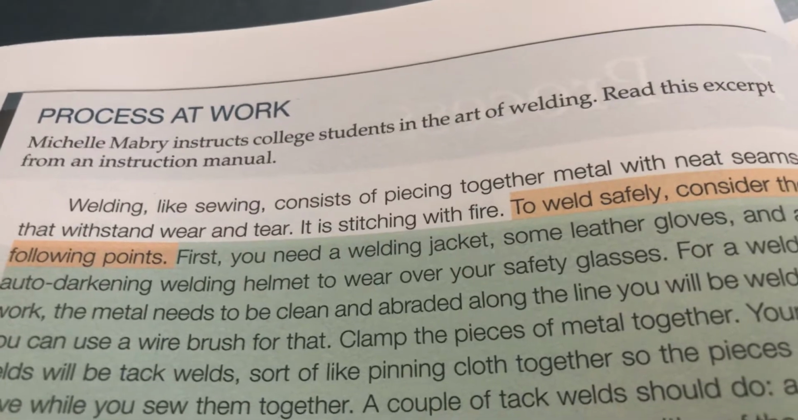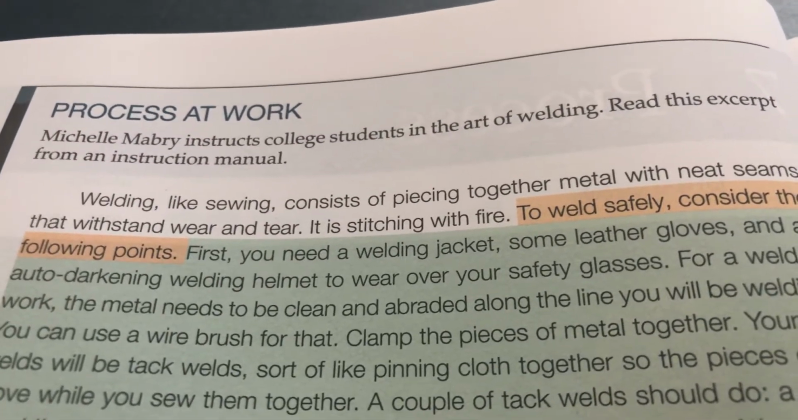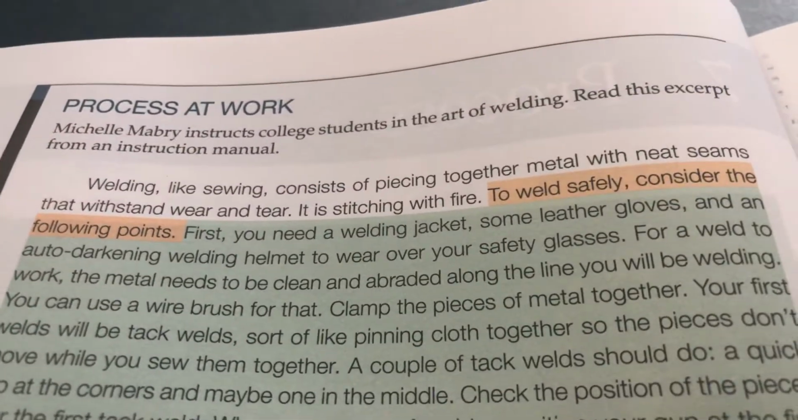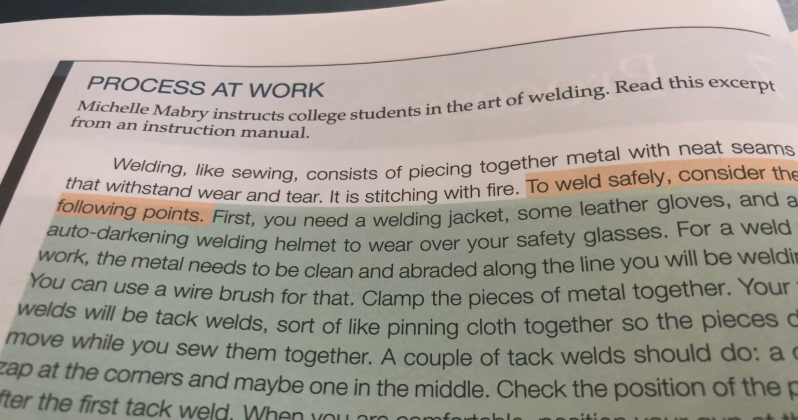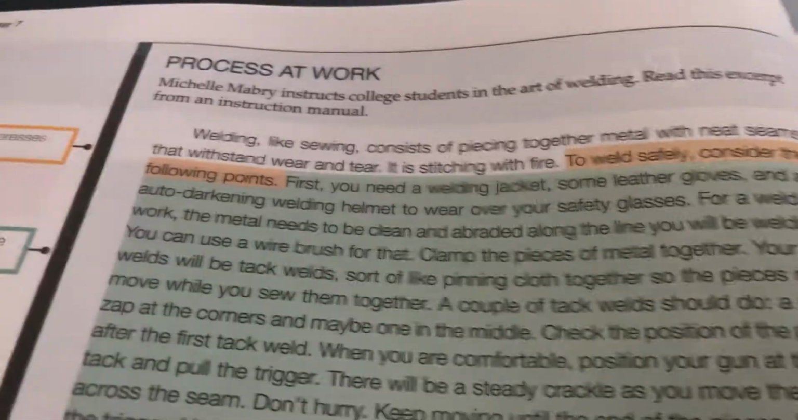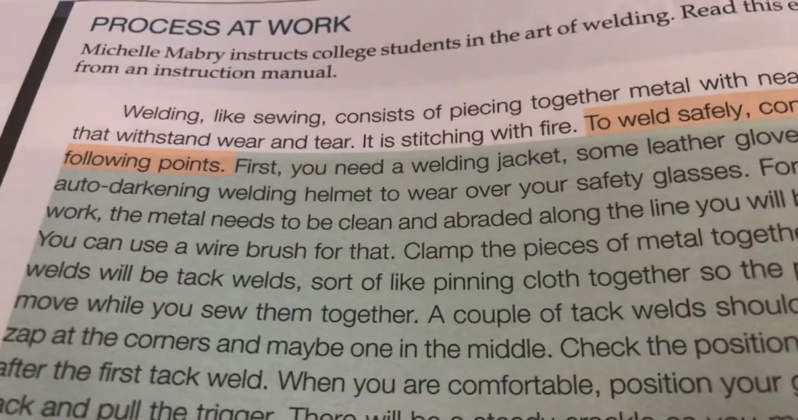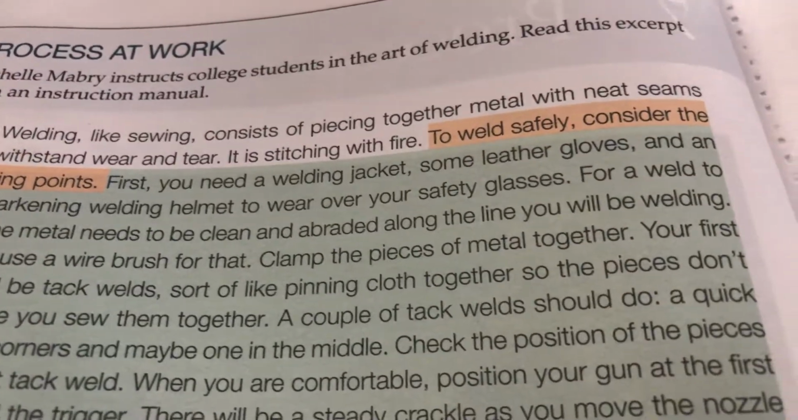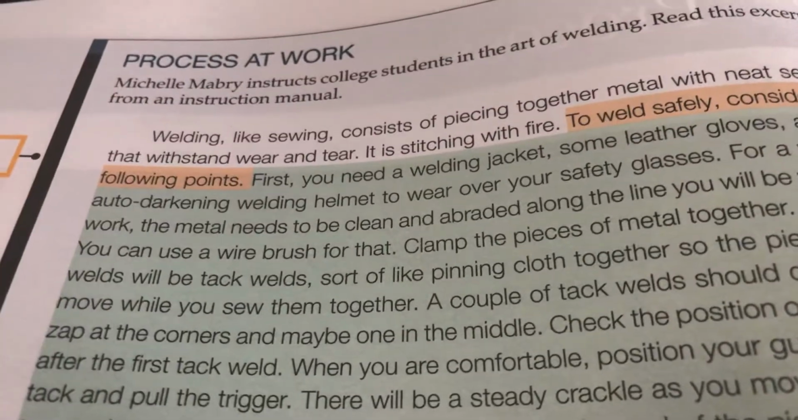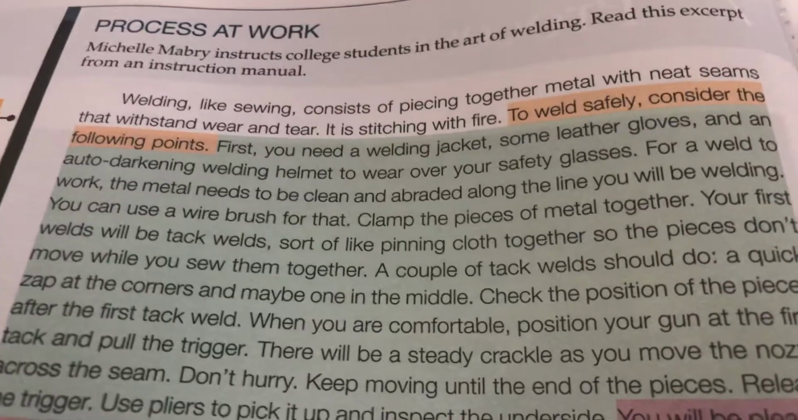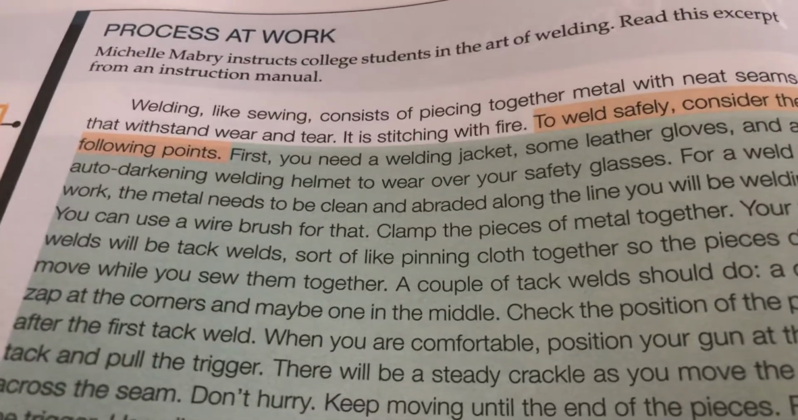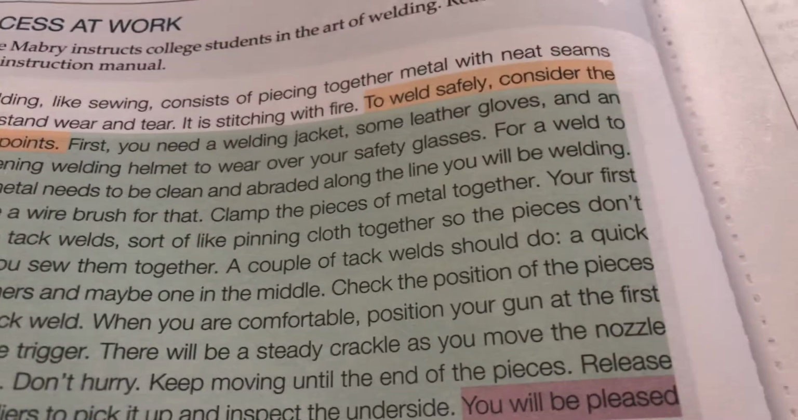Michelle Mabry instructs college students in the art of welding. Read this excerpt from an instruction manual. Welding, like sewing, consists of piecing together metal with neat seams that withstand wear and tear. It is stitching with fire. To weld safely, consider the following points. First, you need a welding jacket, some leather gloves, and an auto-darkening welding helmet to wear over your safety glasses. For a weld to work, the metal needs to be clean and abraded along the line you will be welding. You can use a wire brush for that. Clamp the pieces of metal together.